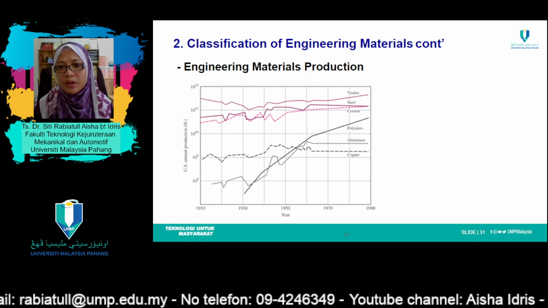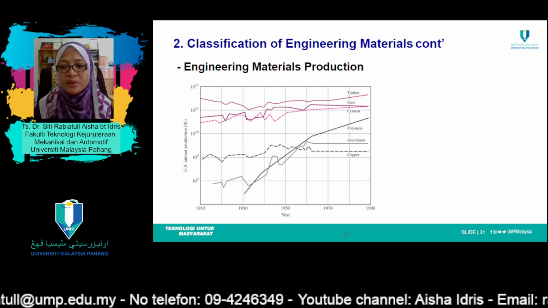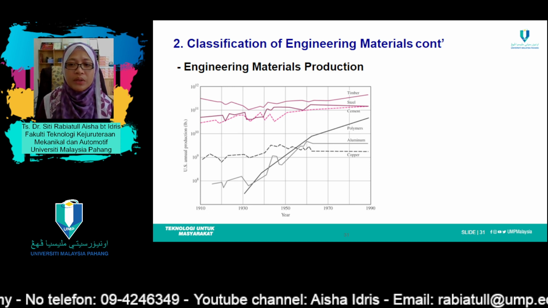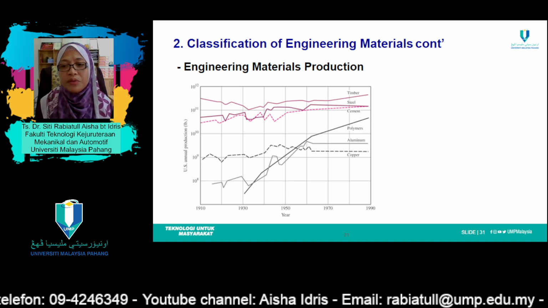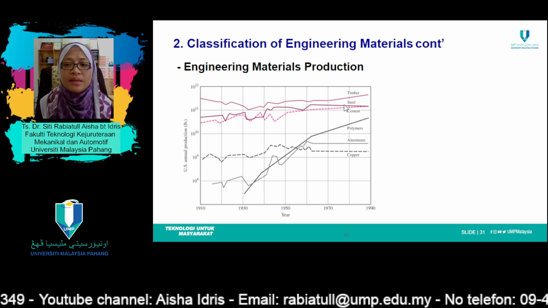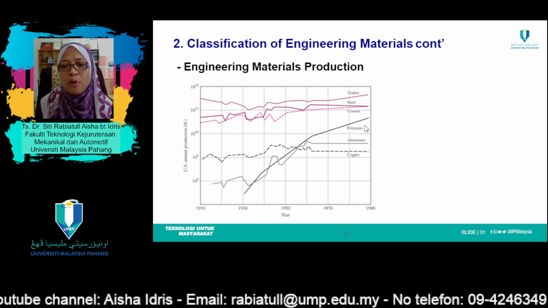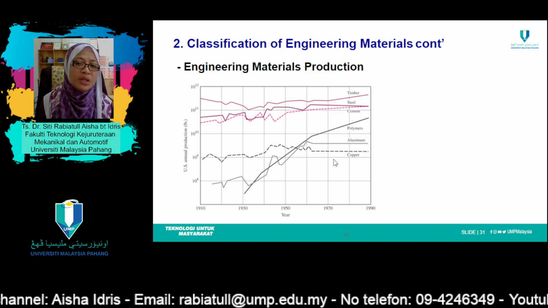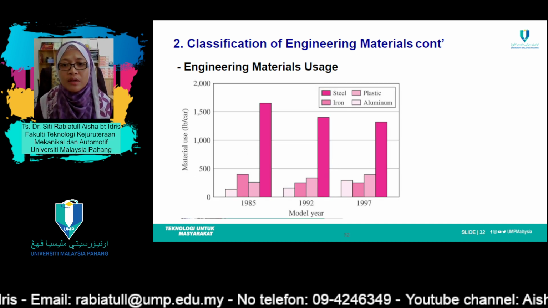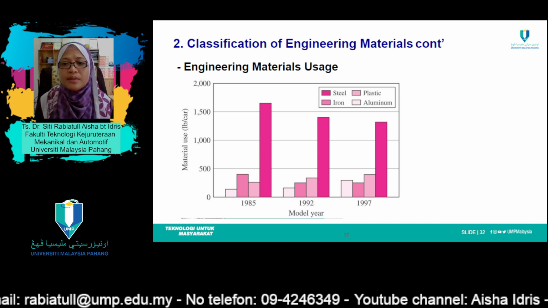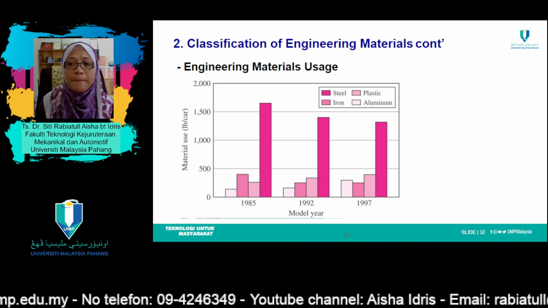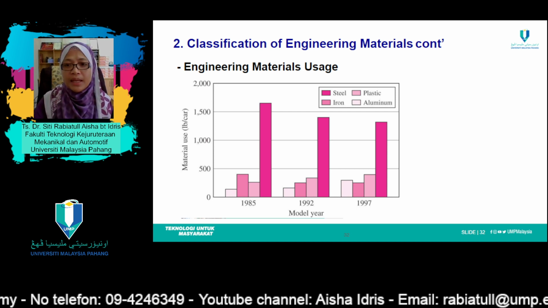Other than that, you can see the engineering materials production from this graph. Over the years, the production of the materials keeps increasing. And if you look at here, the most consistent material is steel, and polymers actually keep increasing from year to year. Same goes to this table, this figure. You can see that the most used materials were steels compared to iron, plastic, and aluminium.